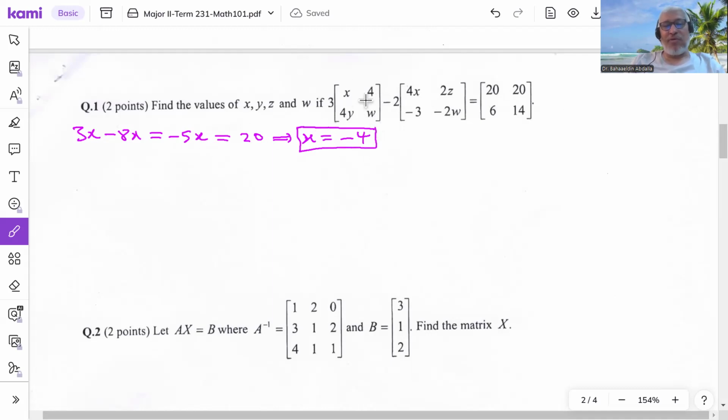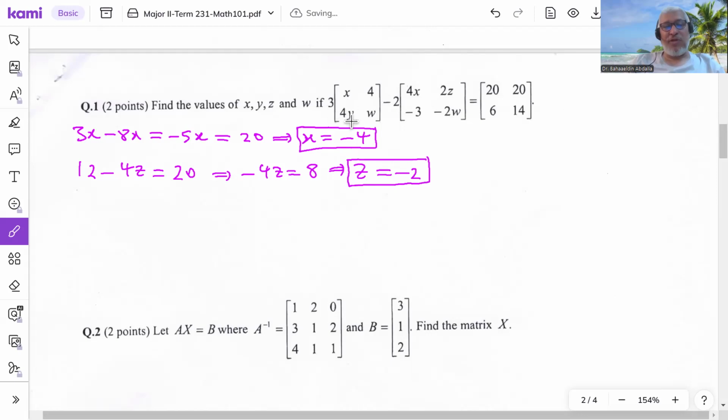Do the same for this element now. 3 times 4 is 12, minus 2 times 2z means minus 4z. Should be equal to what here? Again, 20. And this is an equation. We solve this equation to find the value of z. So if I take 12 to the other side, I'll have negative 4z equals 20 minus 12, and that's 8. So z would be 8 over negative 4, and that's negative 2. So this is the value of z.